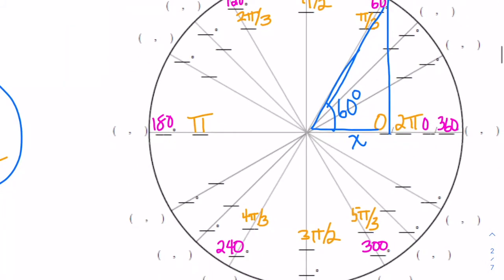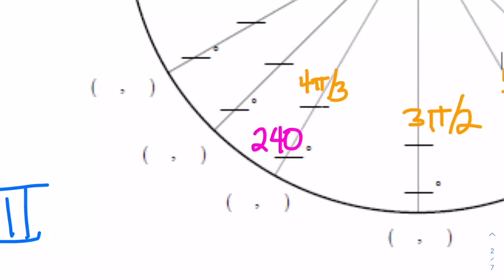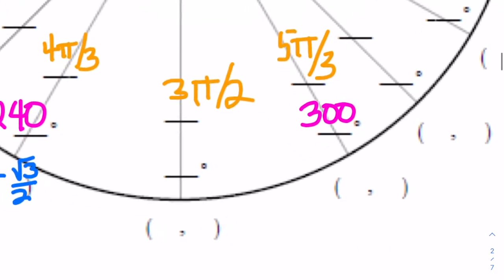In the third quadrant, both the x and the y are negative. So negative 1/2, negative root 3 over 2. And in the fourth quadrant, just the y value will be negative. So 1/2, negative root 3 over 2.